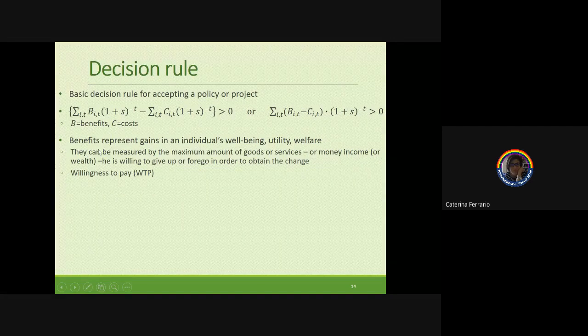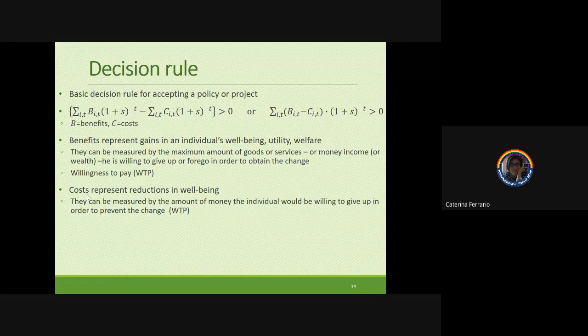And as we have already said, benefits and costs. Benefits represent gains that an individual may get from a policy, and they can be measured by the maximum amount of goods or services that they are willing to give up. So we may use the willingness to pay concept to measure benefits, and costs represent reductions in well-being, so they can be measured by the amount of money that the individual would be willing to give up in order to prevent the change.